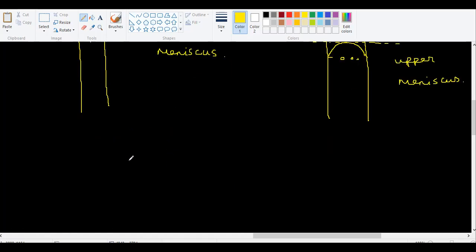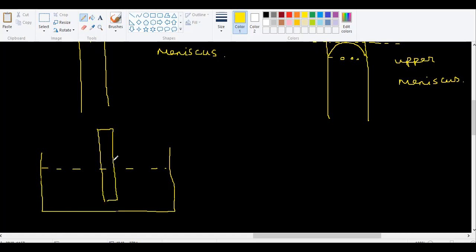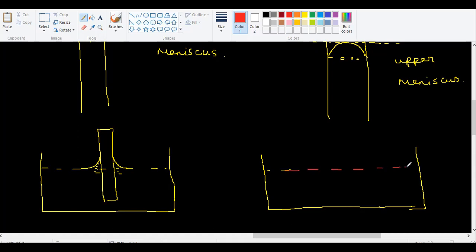Same thing can be observed if you take a beaker of water and if you insert some glass tube, right? You will see that the water, if you carefully observe on a microscopic level, is kind of sticking to this. Whereas if you do the same thing with mercury, so in the case of mercury, when you insert the glass, it will be looking something like this.